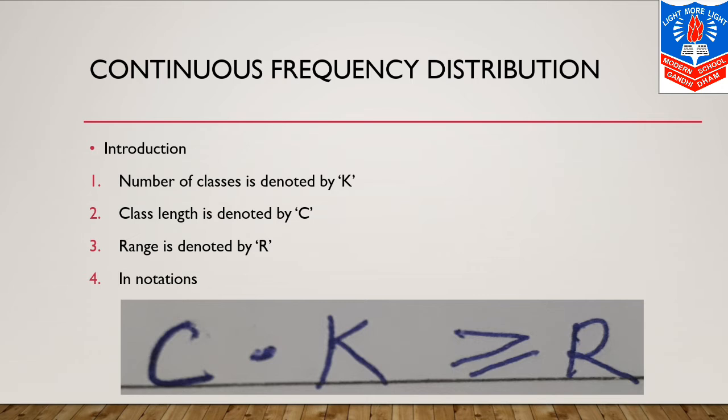Practically, the value of the number of classes K and the value of class length, that is C, are decided in such a way that they are positive integers and their product, their multiplied value, is at least the value of range. Over here, the notations are given to you on the screen. If the class length for different classes are equal, then it is called continuous frequency distribution with equal class length.